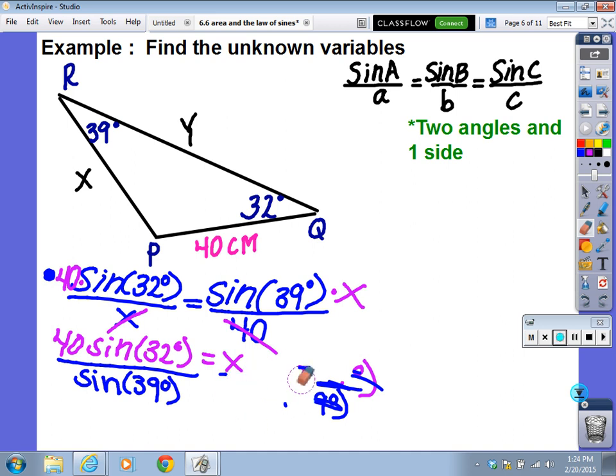So x is alone, so I'm erasing this just to keep it pretty. You're going to type in 40 sine of 32 divided by sine of 39, because x is all by itself. That's all we were trying to do. So you typed it into your calculator. Let's see if you get it right. So practice typing it in so we can make sure we're good.